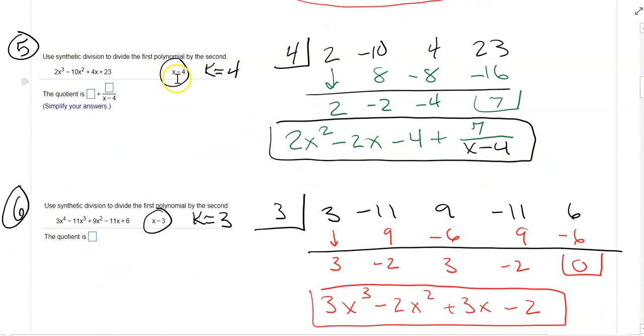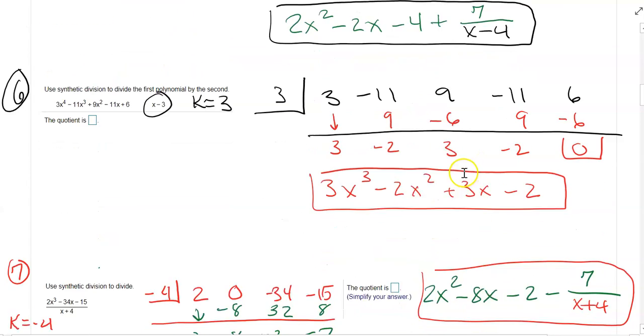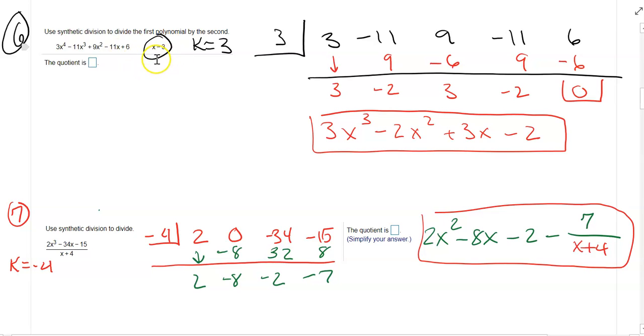Continuing this, we're given a factor, so my k is 4. Here, we do not end up with 0 as a remainder, so we have to write it like so. So 7 will go over whatever we are dividing by. It was x minus 4 as a factor. Here, we're given a factor of x minus 3, so my k is 3 is what goes in here. We use the process as before. We do end up with a 0, and we write it out as was.